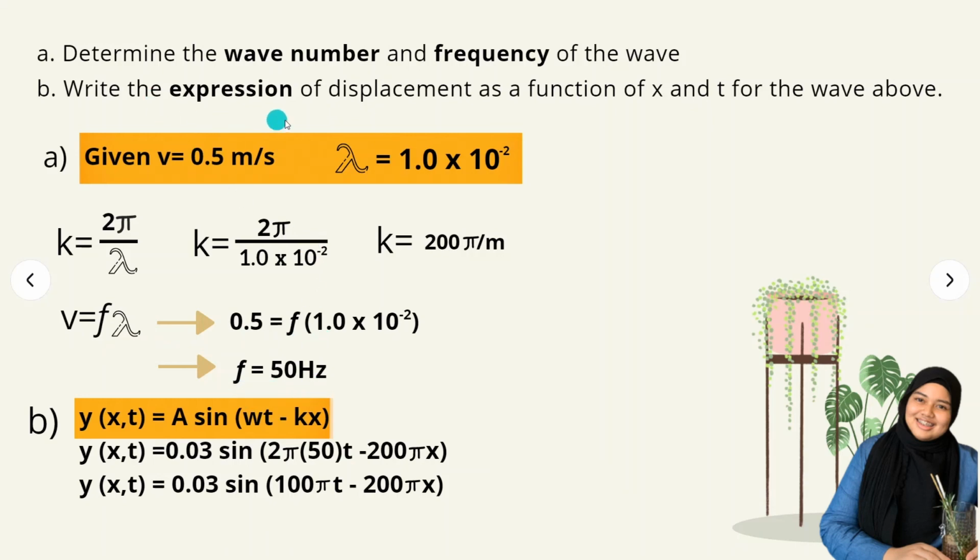B. Write the expression of displacement as a function of x and t for the wave above. y(x,t) equals a sin omega t minus kx. We substitute everything in this and we get y(x,t) equals 0.03 sin 100 pi t minus 200 pi x.